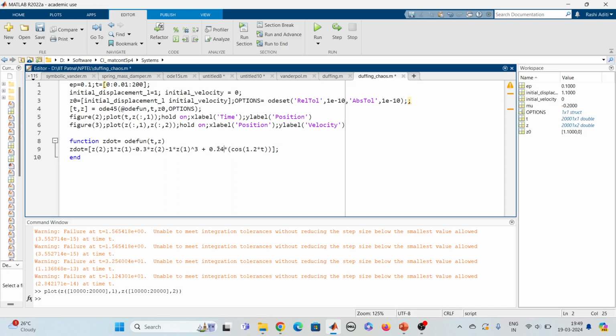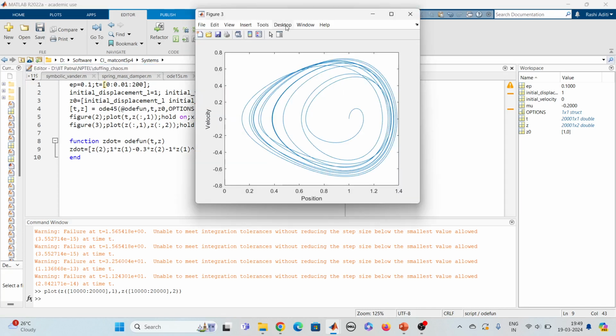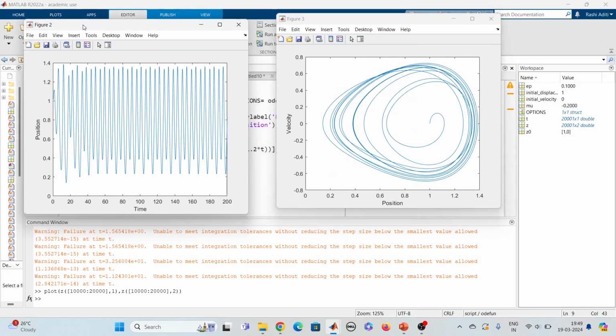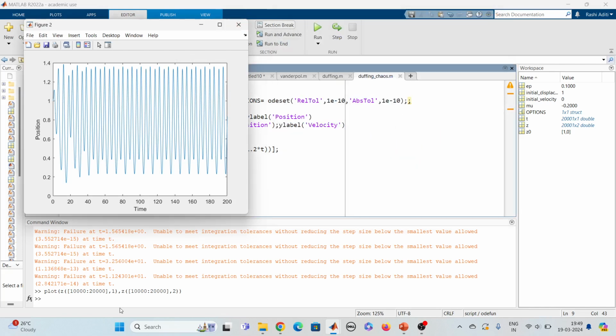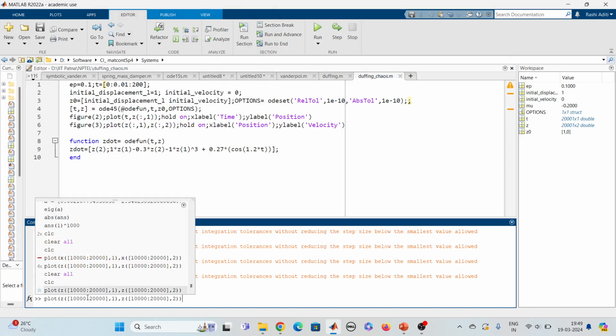So I'll just show you how period doubling happens. So I'll take 2.27 and see. Here you can see that this is not periodic, the amplitude is not constant over time. The amplitude is varying. However, if I see the phase plot, now this has the transient, so I cannot say anything. So let us just remove the transient and plot the phase plot again.